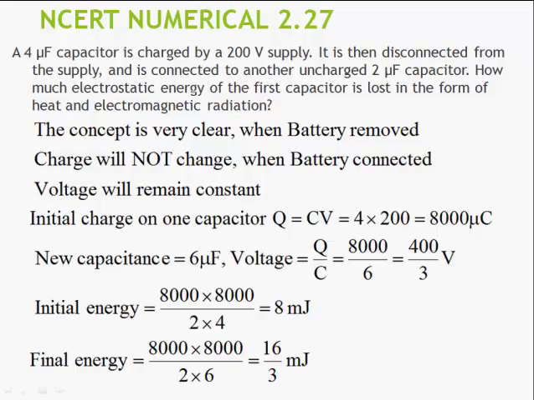And final will be Q square upon 2C. Q will remain same, but C instead of 4 will become 6. So it's 16 by 3. So we subtract, and that's what we get, the loss in energy in this type of capacitor.